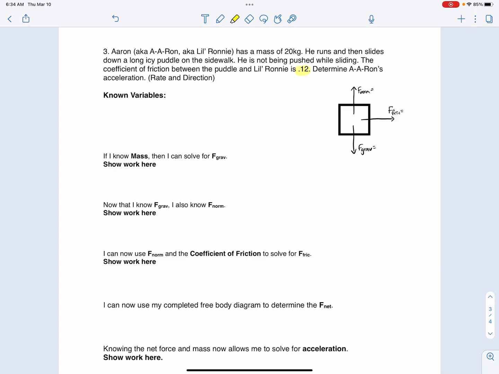Lorani, Aaron, whatever you want to call him. So we want to know what the force's rate of acceleration is. I want to know the rate and direction. We always get a direction of acceleration. So let's think about this here.